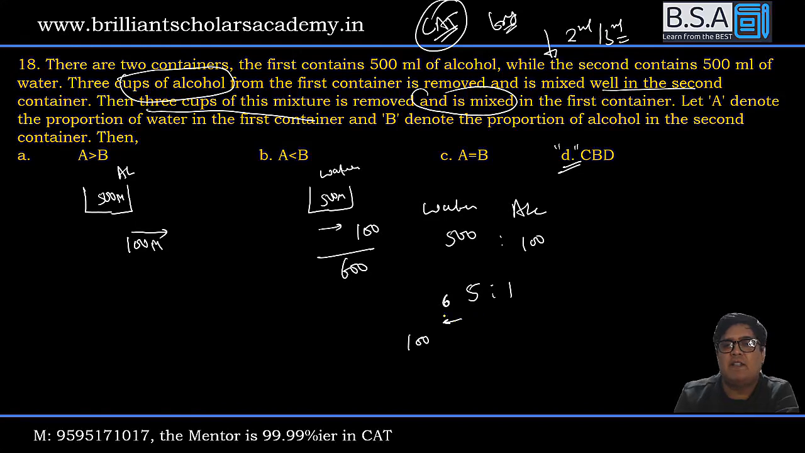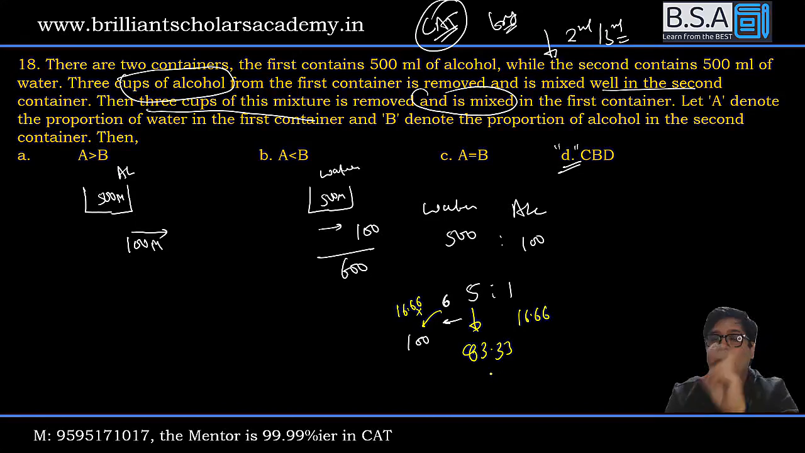5 plus 1 is 6. So I want it to become 100. How can I make it 100? I can make it 100 by multiplying by 16.66. 16.6 times 6 is 99.9999. So this will be going as 83.33 and this will be going as 16.66. Please pay close attention. 100 ml alcohol I just added and I am taking away 16.66.